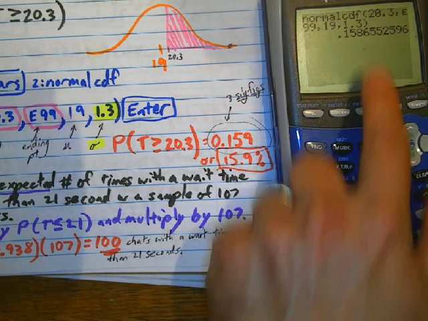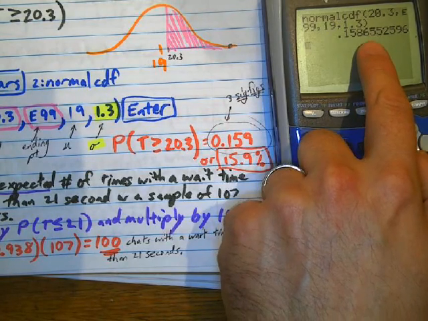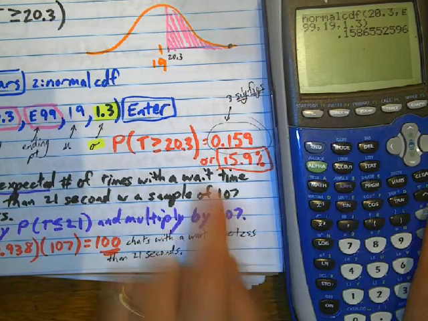Notice it says 1, 5, 8, 6, and we're going to do it in 3 significant figures. That 6 gets rounded up to a 9.